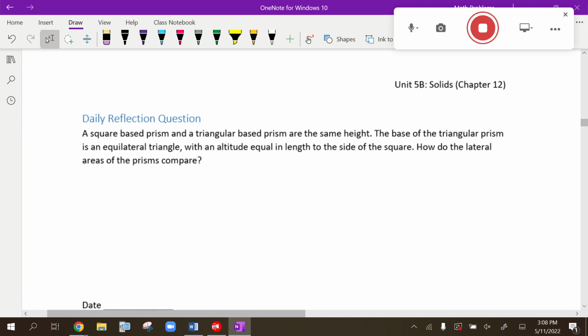Tomorrow we will continue on with areas, but we will be talking about surface areas. So we'll talk about how do lateral areas and surface areas connect. You may have already learned surface area in the past. That's awesome. You'll have a head start, and we will talk about that tomorrow.